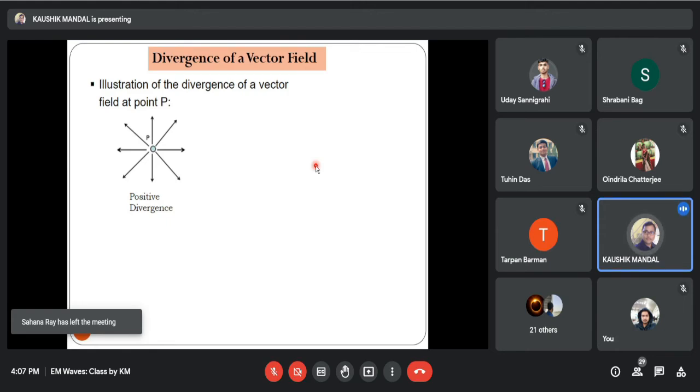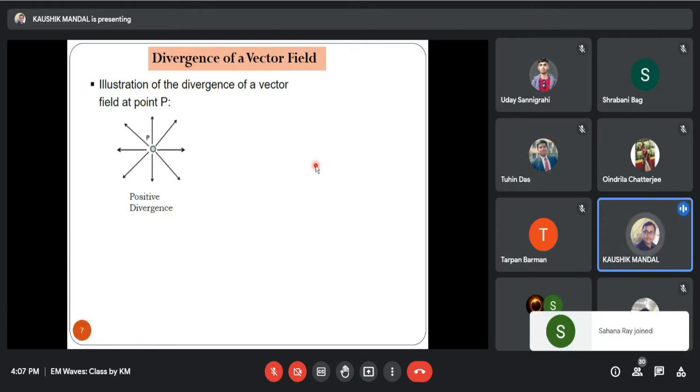Divergence of a vector field basically represents the net outward power flow from a unit volume. For example, in this figure we are considering a infinitesimally small volume at point P. All the arrows are pointing outward. That means you can consider point P as a source. So this is an example of positive divergence.